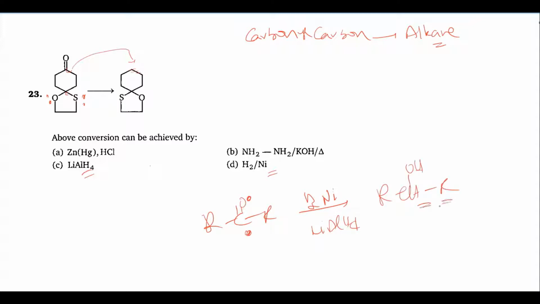This is our product. The next is zinc amalgam, HCl and base. This is acidic medium, which means it is unstable. As usual, the carbonyl carbon is converted to an alkane, but the lone pair is going to react with H plus, and after that Cl minus will react. So the ether and thioether would be disturbed, but here it is not disturbed. What is the correct answer? Option B is the correct answer, because only in basic medium these two are stable.